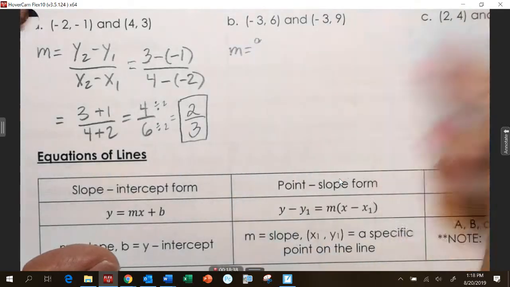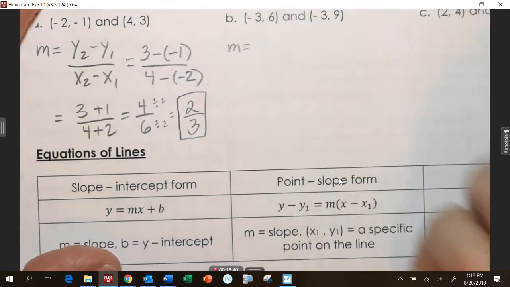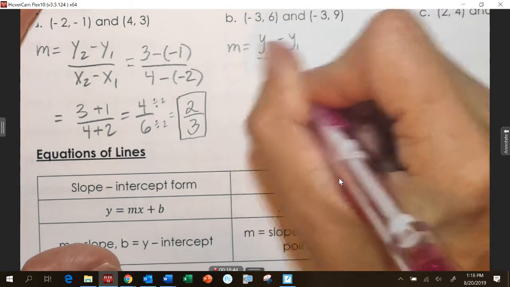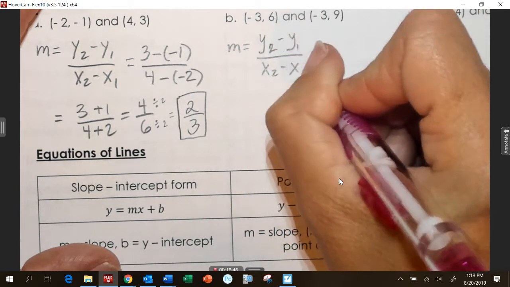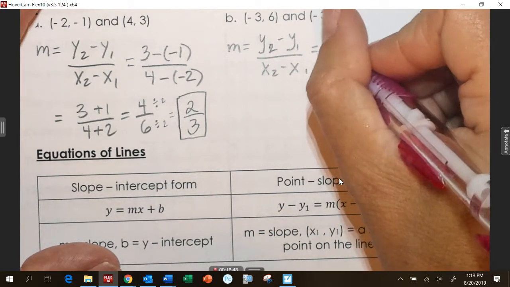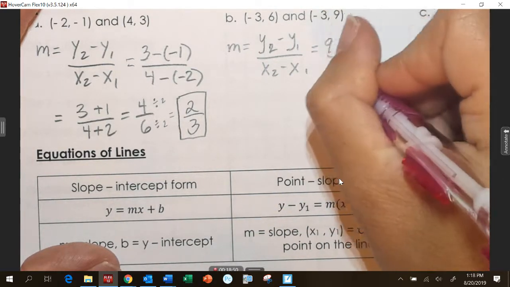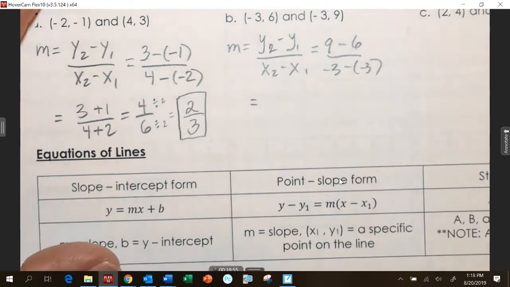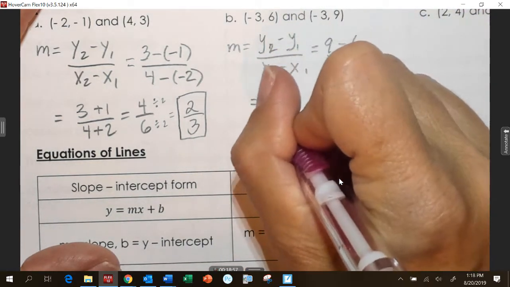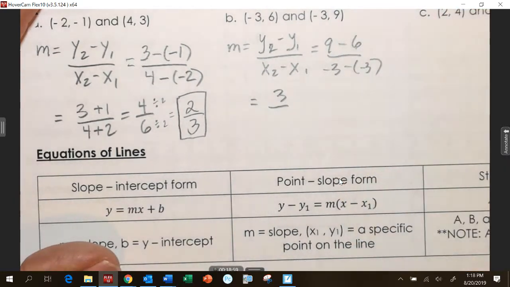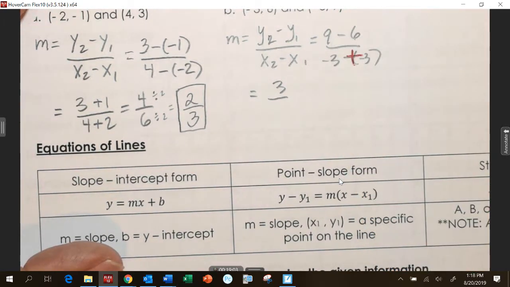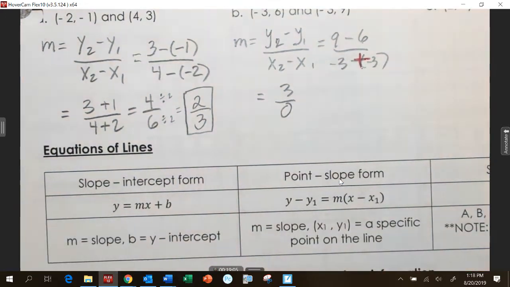Question B. If I don't know my slope formula, I'm going to start out by writing m equals y2 minus y1 over x2 minus x1. Then I'll plug stuff in. 9 minus 6 over negative 3 minus negative 3. Then I'm going to simplify. If I have minus and negative on the bottom, that becomes a plus sign. And I get 3 over 0.